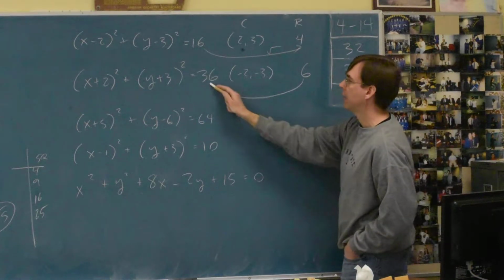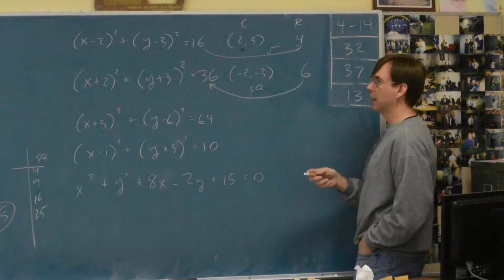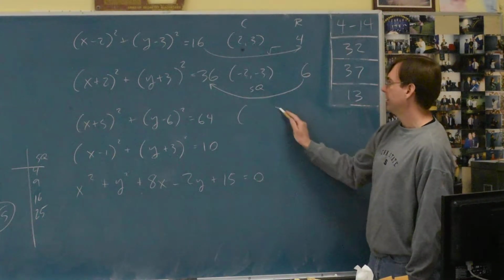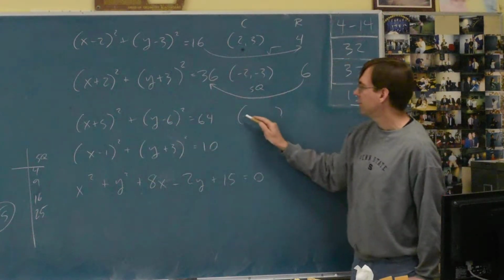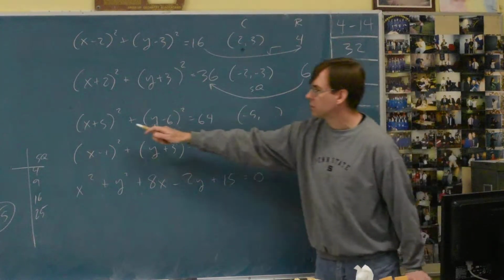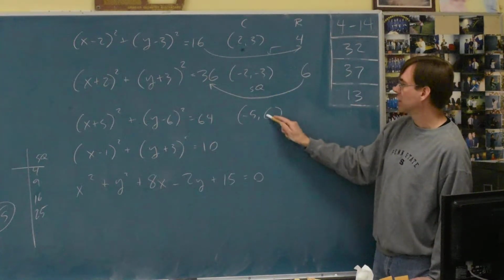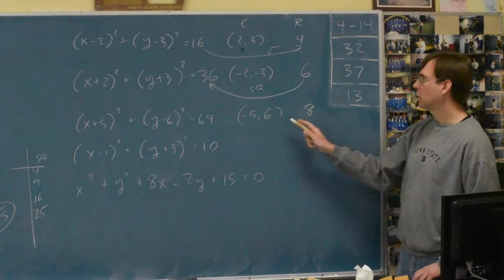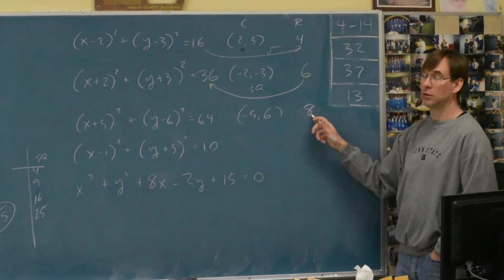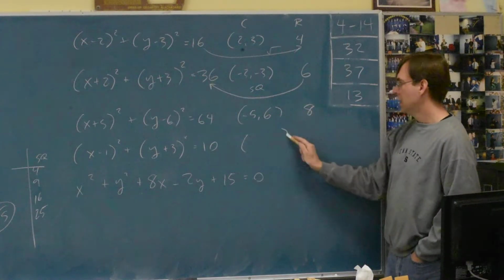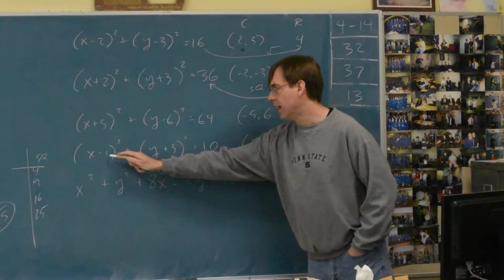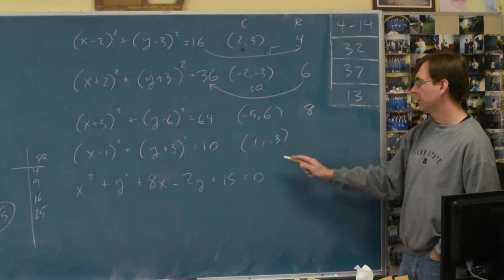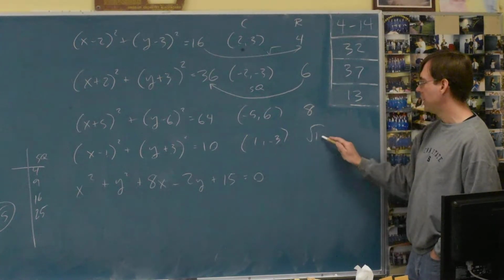Because when I work in that direction, I'm trying to square. Coming back the other way, this center would be a negative 5 because of a sign switch from the x. It'd be a positive 6 because of a sign switch of the y. The radius would be an 8 because the root of 64 is 8. This would have a center of an x with 1, a y with negative 3, and the radius would be root 10.